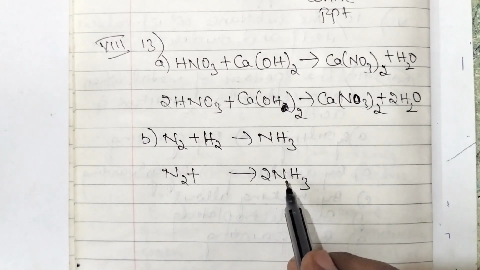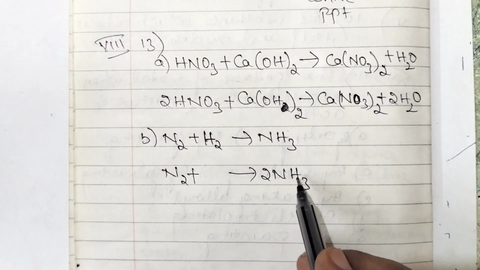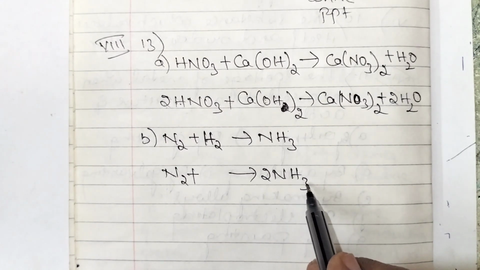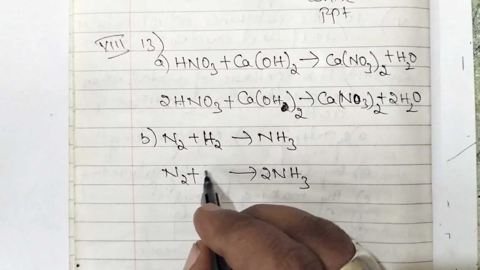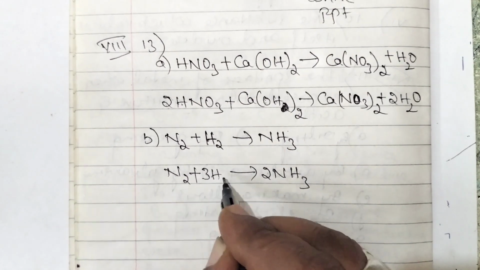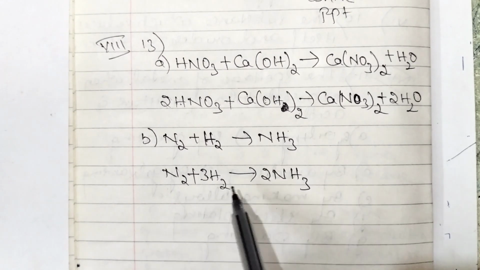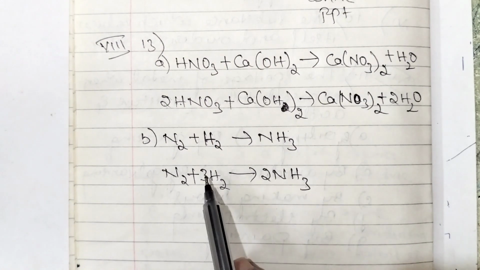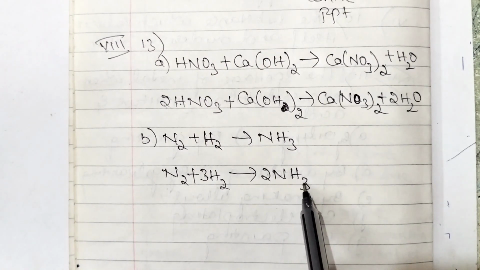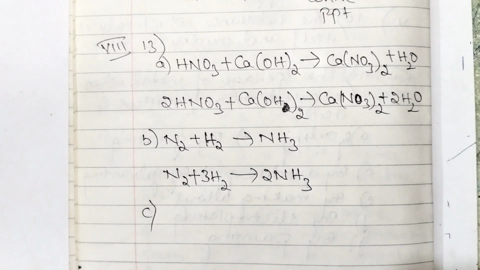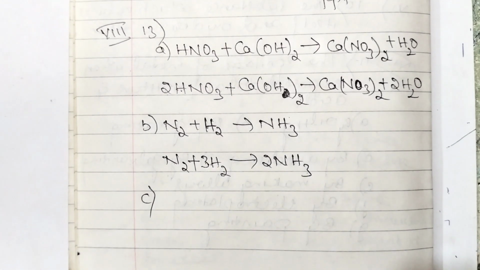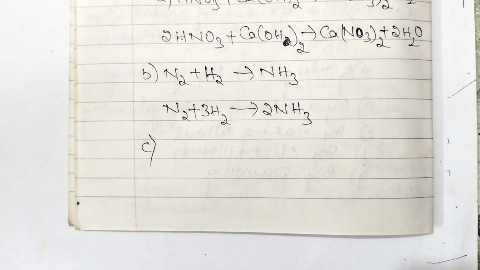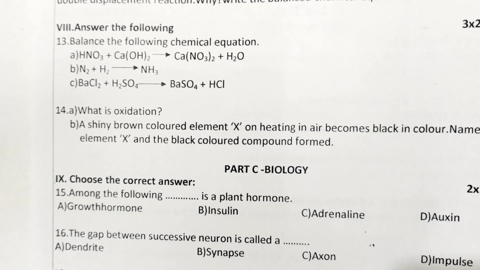Now on the RHS, 2 threes are 6 hydrogen is there, but here only 2 hydrogen. So if I write 3 here, 3H2, it will become 3 twos are 6 hydrogen, 2 threes are 6 hydrogen. So nitrogen 2, here also nitrogen 2. Now nitrogen and hydrogen both are balanced. Therefore the balanced chemical equation is N2 plus 3H2 gives rise to 2NH3. So now let us balance the third equation.